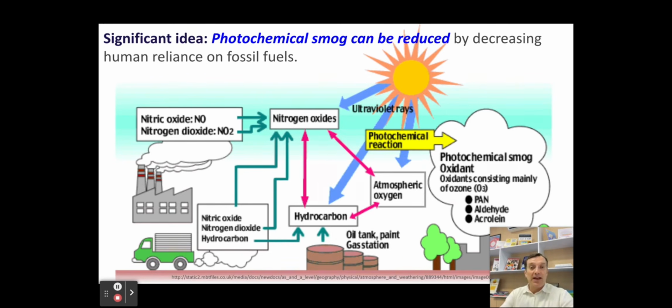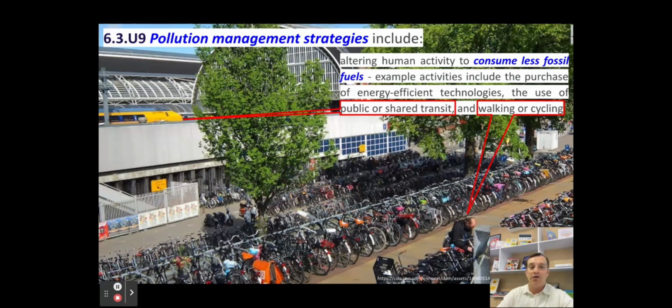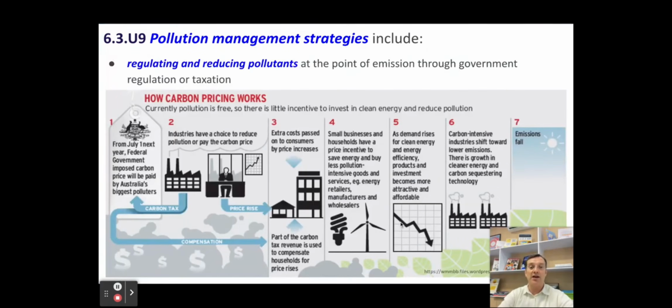Right? Remember back in topic 1, I think it was 1.5, humans and pollution, we introduced the 3 tiers of pollution management strategies. You're going to need to apply it to photochemical smog. Right? So let's take a look at a bunch of pollution management strategies for smog. Here you go. Consume fewer fossil fuels. That means change human behavior, adopt different means of transportation. Public transit like these trains or buses, or hey, you can walk or you can cycle because these don't release carbon dioxide.